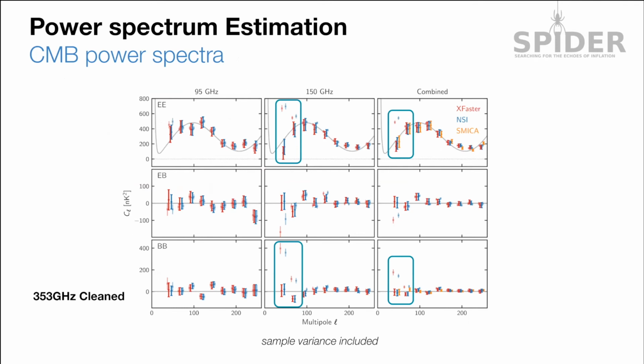After we cleaned our foreground, we recovered our CMB polarization power spectrum. The XFaster and NSI points are using the template removal method, whereas SMICA's results are the best fit component separated CMB spectrum. You can see that we have a good agreement between the different methods, and all pipelines remove significant foreground power in the lower L bins. It made the E spectra be in good agreement with the lambda CDM line.